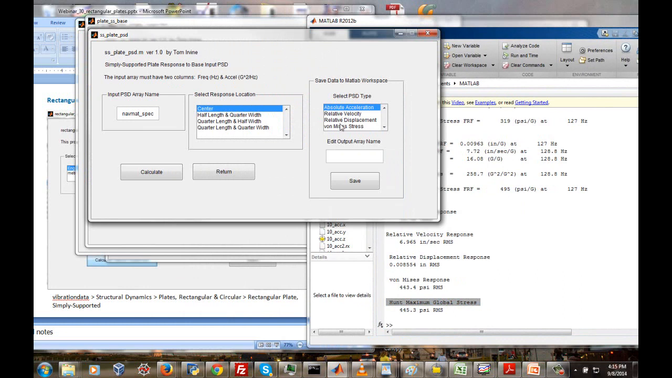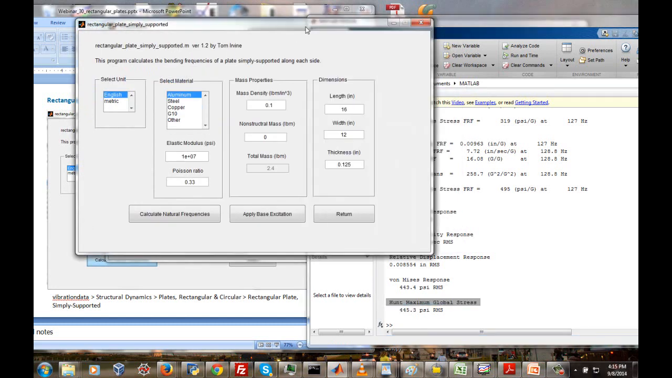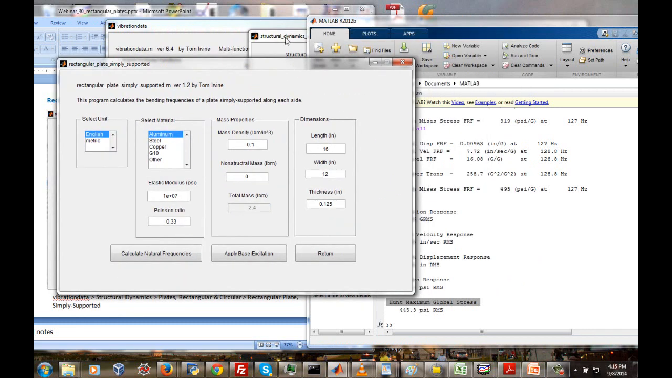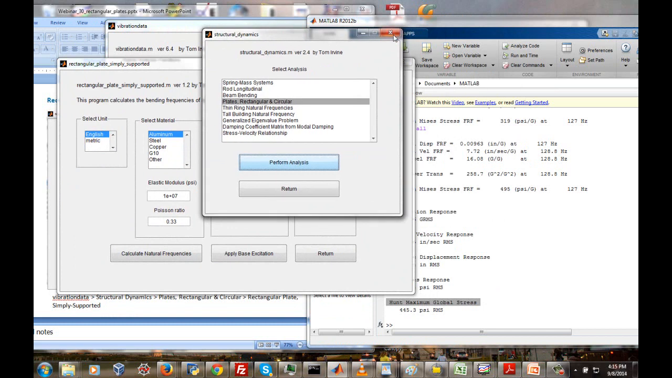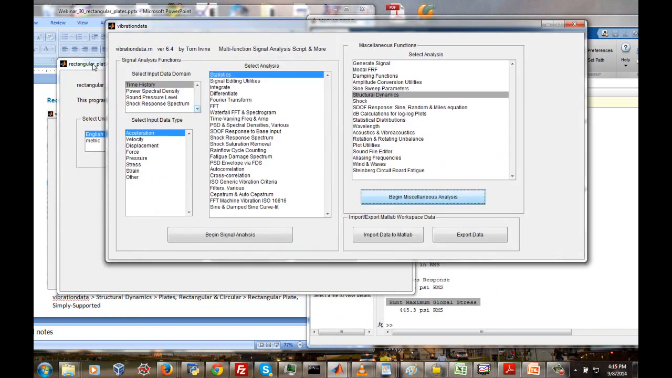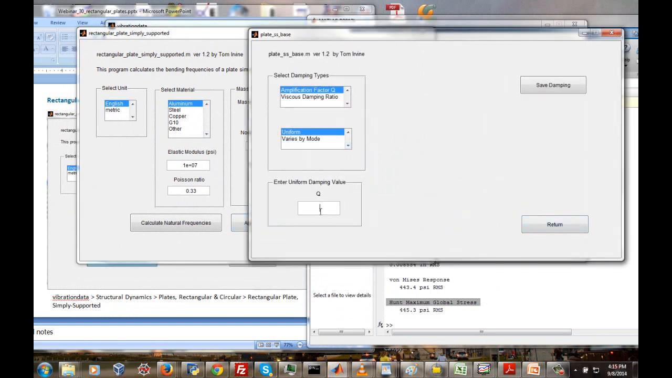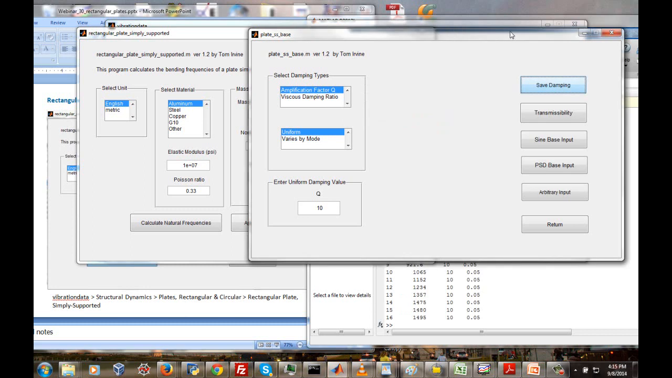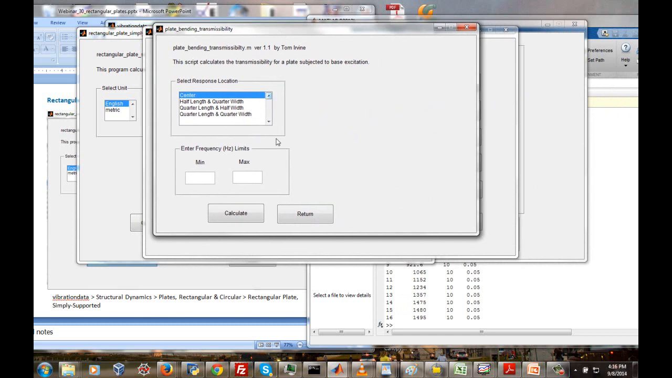And if we wanted to, we could save these other metrics. And I just remembered something that I wanted to show you. So let's go back to, if I can find it. Okay, I may have closed out the window. Let's go to apply base excitation. We're just doing a little backtracking here. Save the damping, Q equals 10 as before. Let's go back to transmissibility because I want to show you something here.